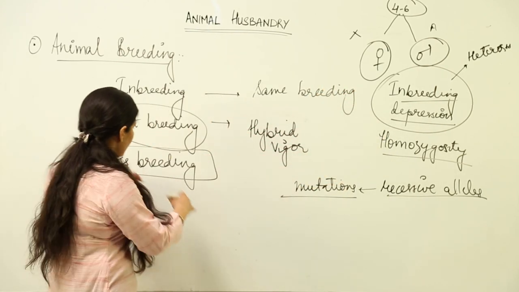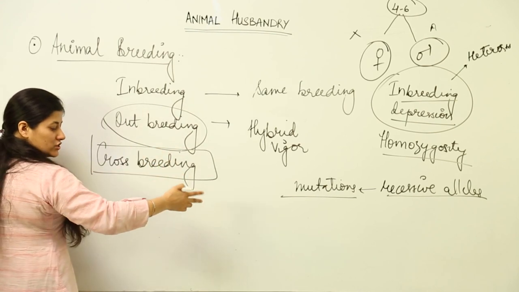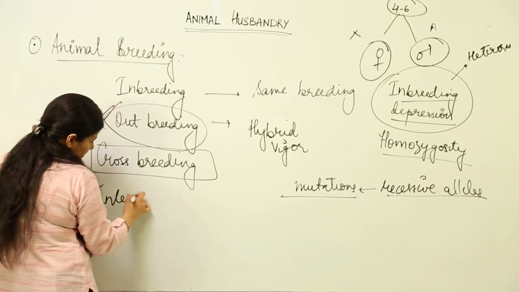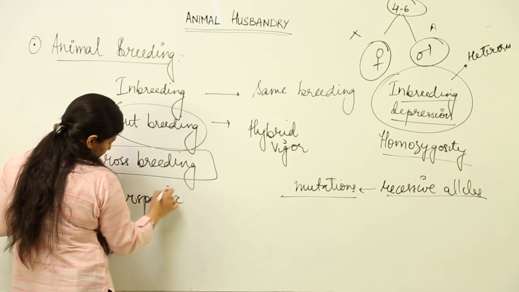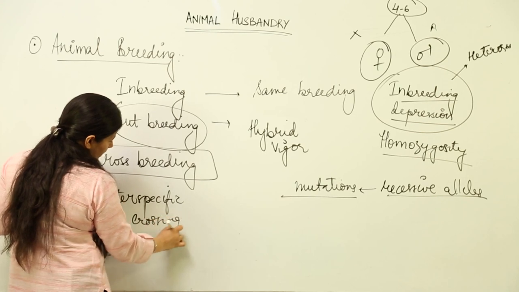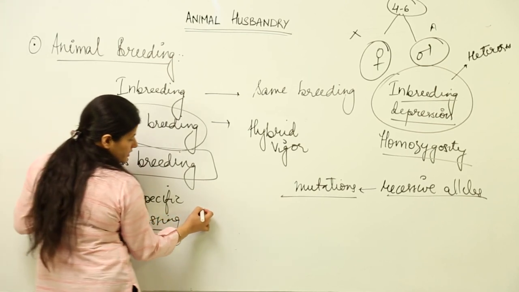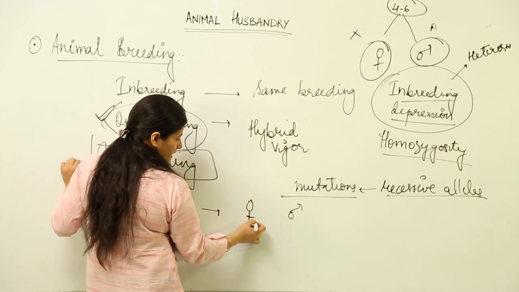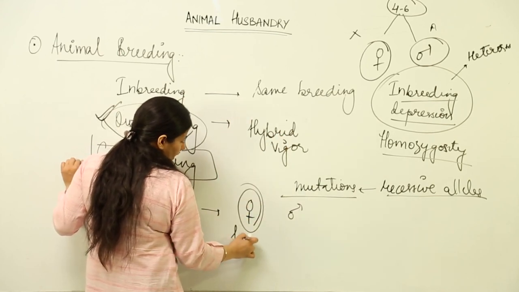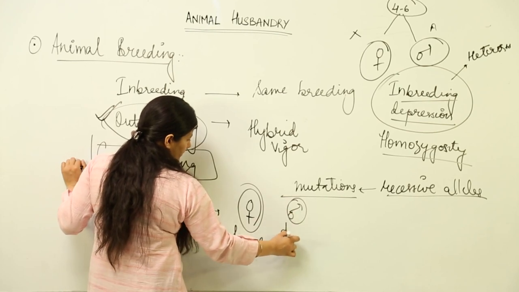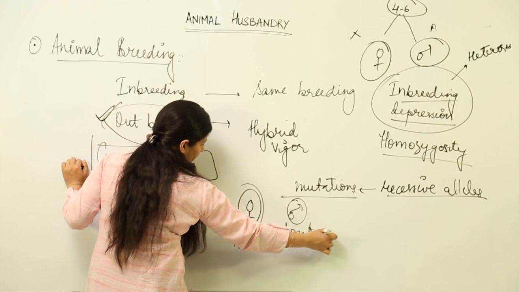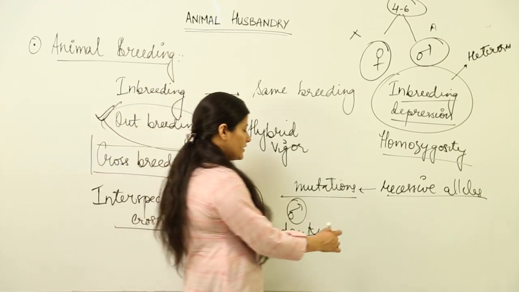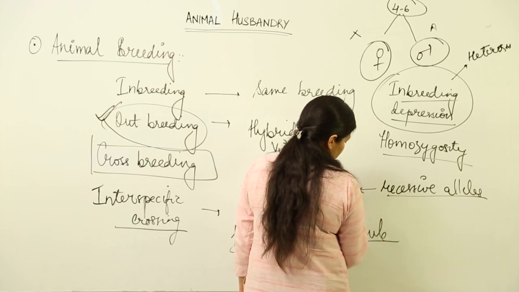Inbreeding depression declined. Apart from crossbreeding, where the same species but different breeds are crossed, we have another type of outbreeding, which is interspecific crossing. Here we take male and female which belong to entirely different species. Supposedly the female is a horse and the male is a donkey, so we are going to get a hinny. If the donkey is the male and the female is a horse, we are going to get the mule.